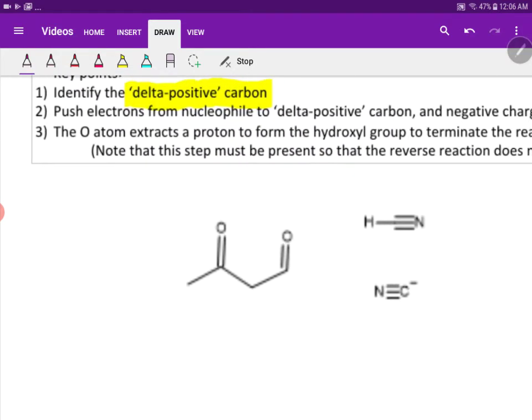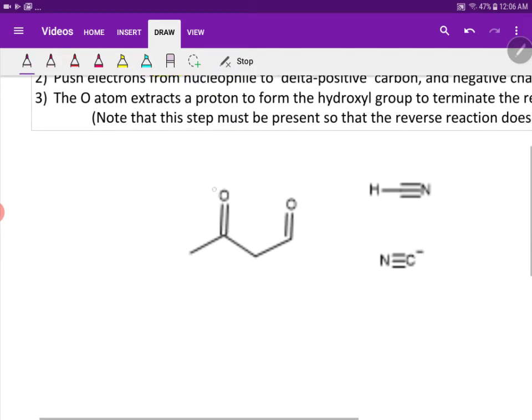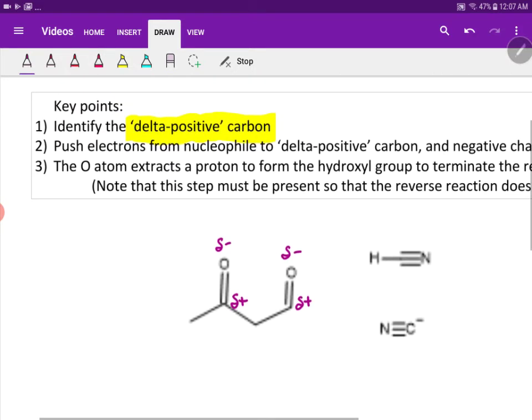Take a look at this carbonyl compound here. I think you should be able to tell that the oxygen atom is more electronegative, so it pulls the electrons towards itself. This gives this carbon a delta positive charge, the carbon that's connected directly to the oxygen. So you'll get a delta minus here and a delta plus here. This is the first step, to identify the delta positive carbon.